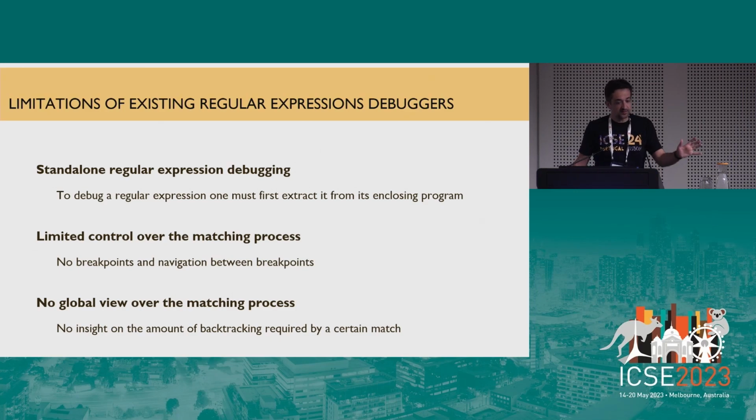There is also limited control over the matching process. You don't have things like breakpoints and stuff like that. And also there is no global view over the matching process. And of course, I'm coming up with these limitations because those are the limitations that we will be addressing. Maybe there are more, but anyways, we are only addressing these.